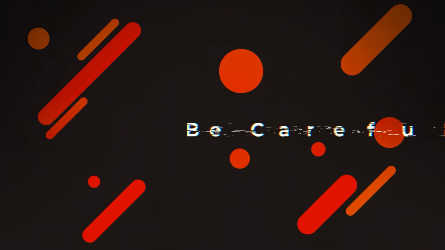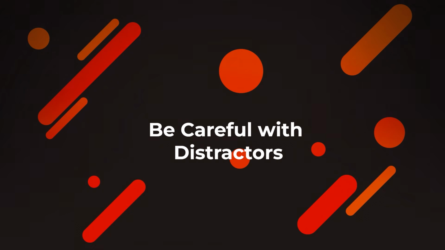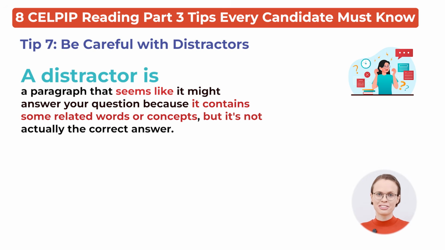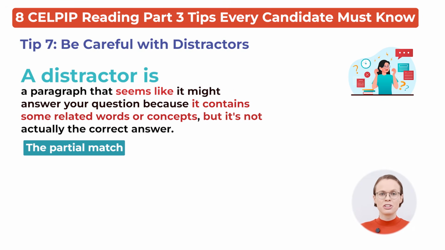Next, be careful with distractors. CELPIP Reading Part 3 includes clever distractors designed to confuse you. A distractor is a paragraph that seems like it might answer your question because it contains some related words or concepts, but it's not actually the correct answer. Learning to identify and avoid distractors is crucial for scoring highly. One common distractor type is the partial match. This is when a paragraph mentions your keywords, but doesn't actually provide the specific information your question asks for.